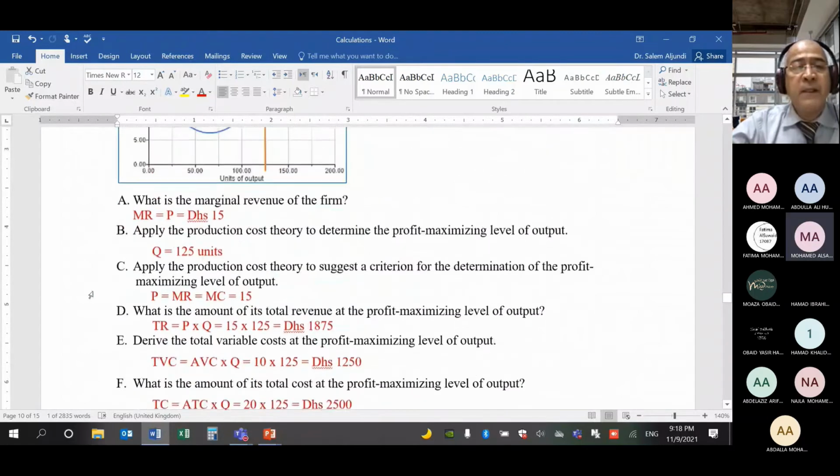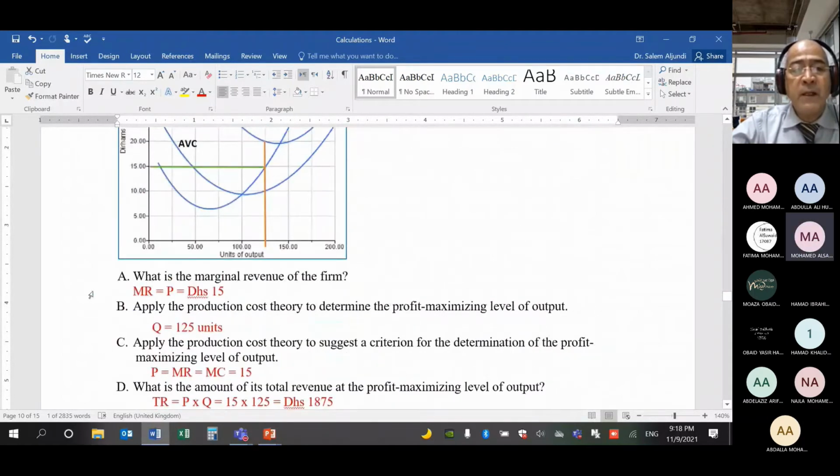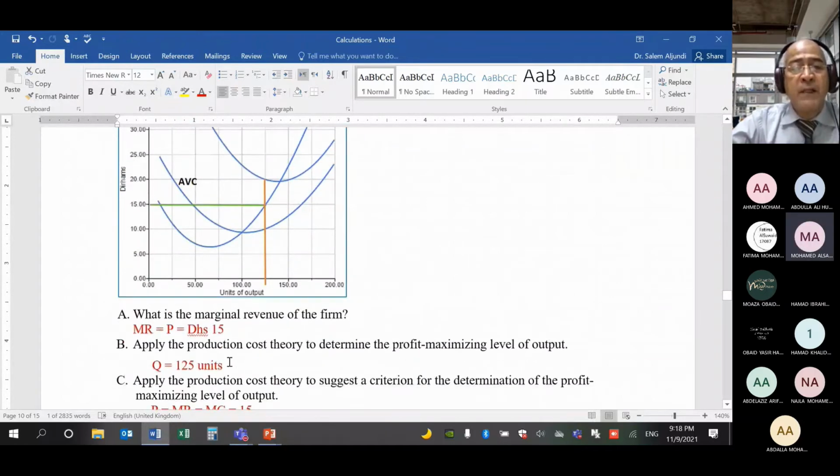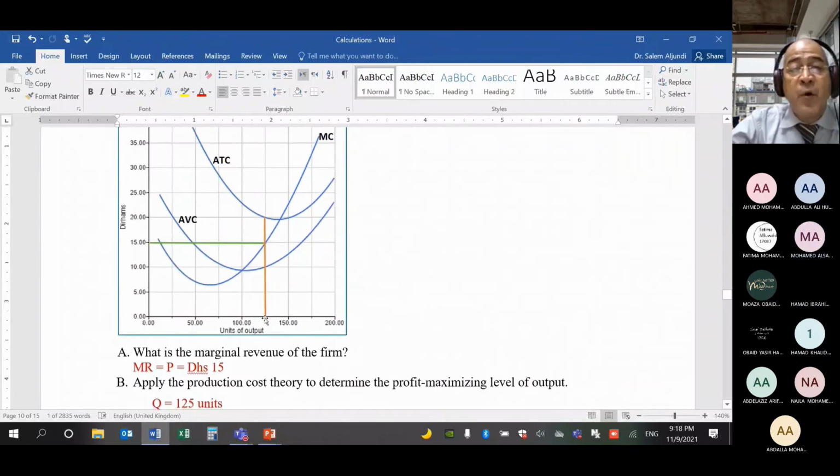Sorry, again, B. I didn't understand 125. Okay, so see here, this dot is between 100 and 150, so this dot is 125. Why did I select 125? Because the price is 15. Draw a horizontal line that intersects marginal cost at this dot. From this dot, go down and read the quantity, 125.